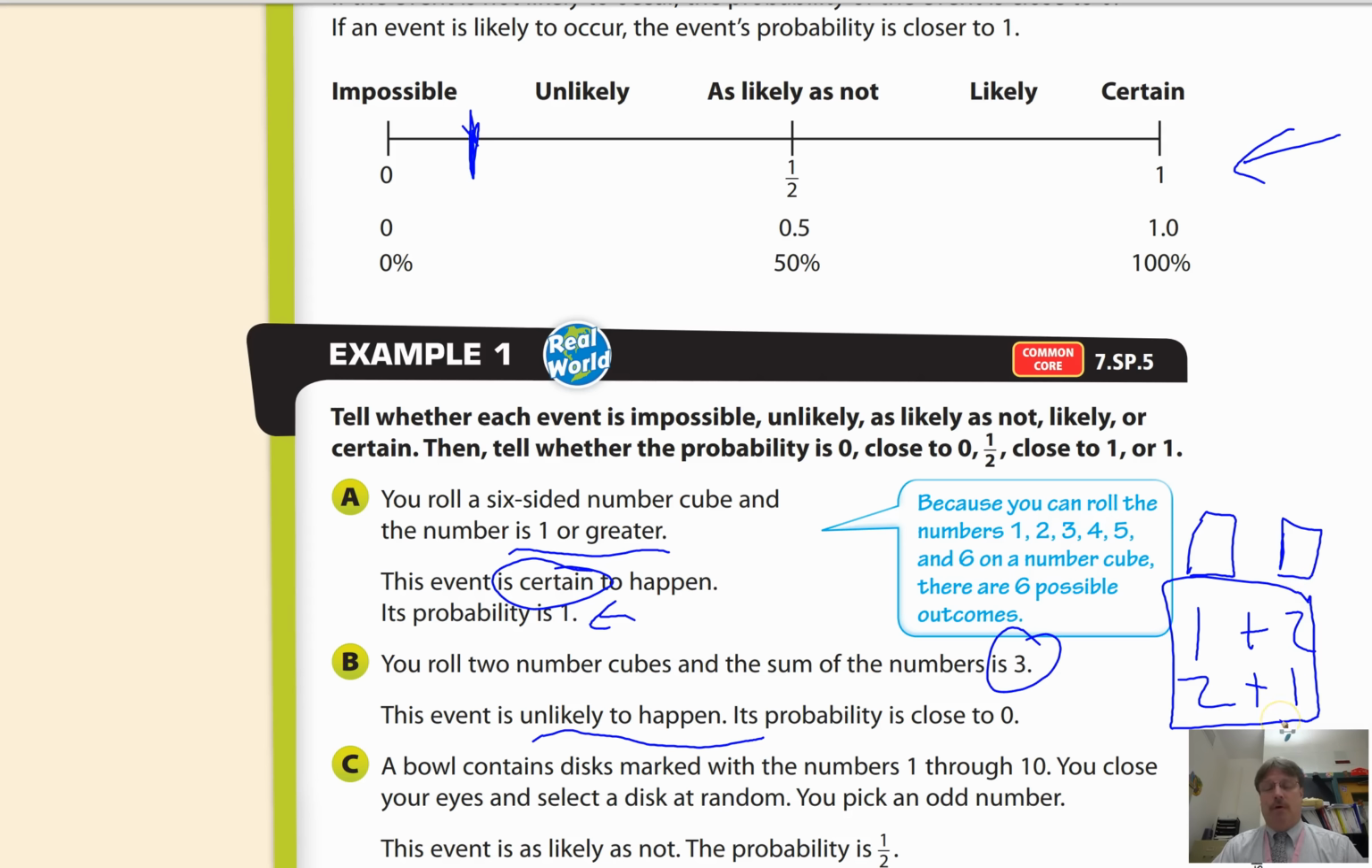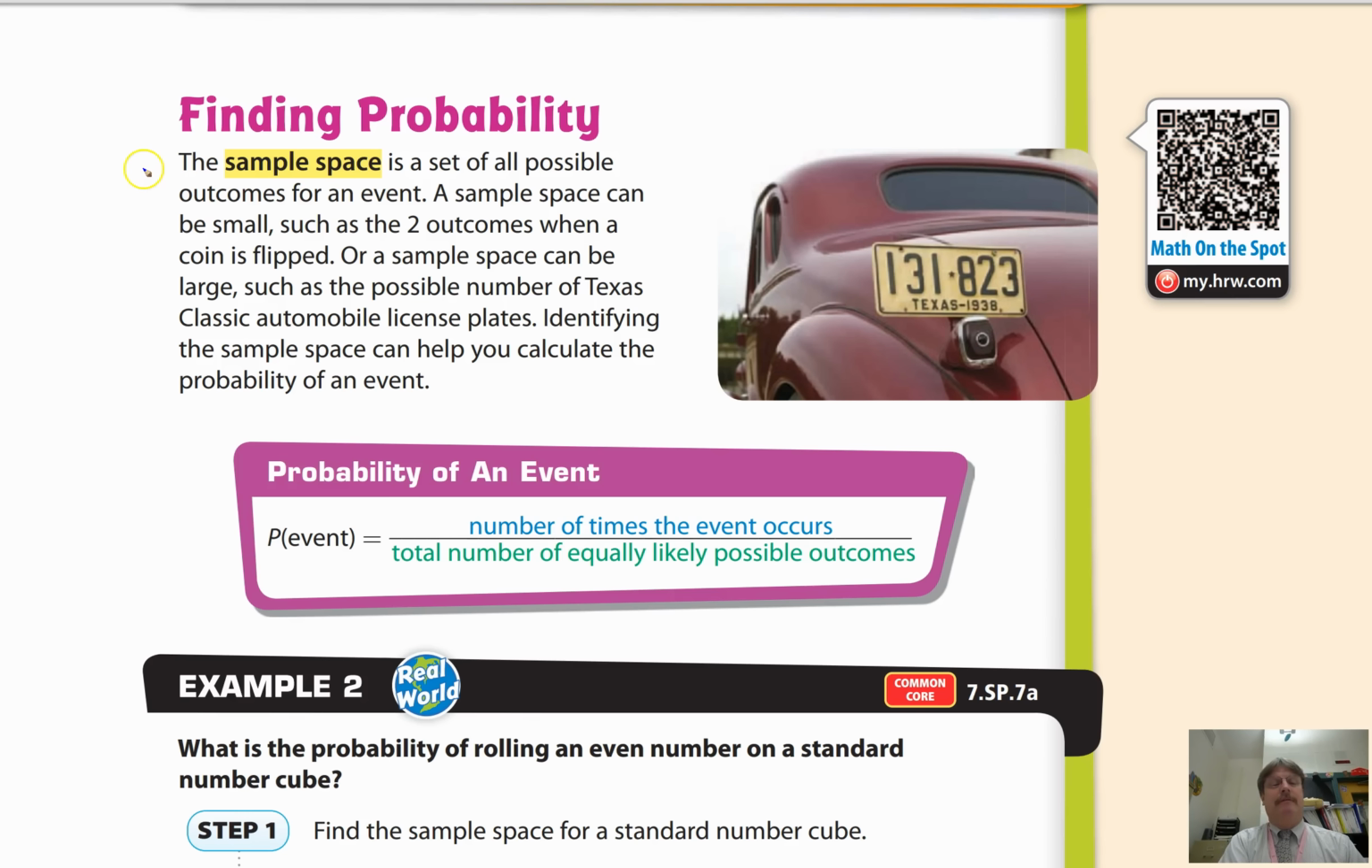We didn't talk about the total amount. And then C goes on and does a similar thing. The next thing we have to look at is what we call our sample space, and it's a set of all possible outcomes for an event. It can be small or it can be very large. Okay, we got some examples here.